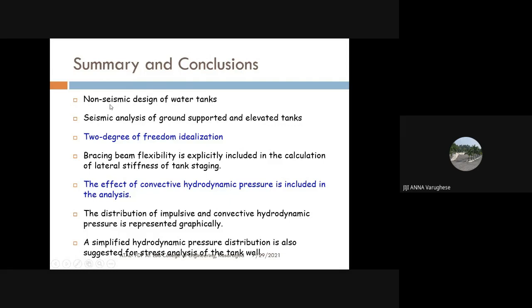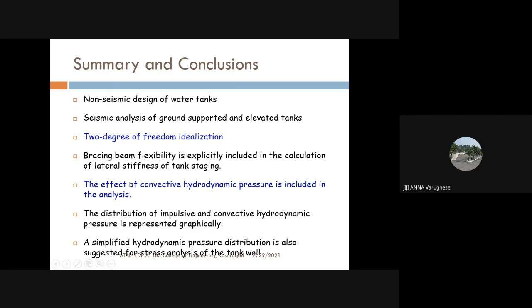First, we had seen how we can carry out the non-seismic design as per IS 3370, and how to carry out the seismic analysis of ground supported and elevated water tank, that is also discussed, and idealization of both these water tanks as 2 degree of freedom system is discussed. Then for calculating the lateral stiffness of the tank staging, we have to calculate the bracing beam flexibility also. For that, we have to model the whole supporting structure and then find out the value of lateral stiffness.